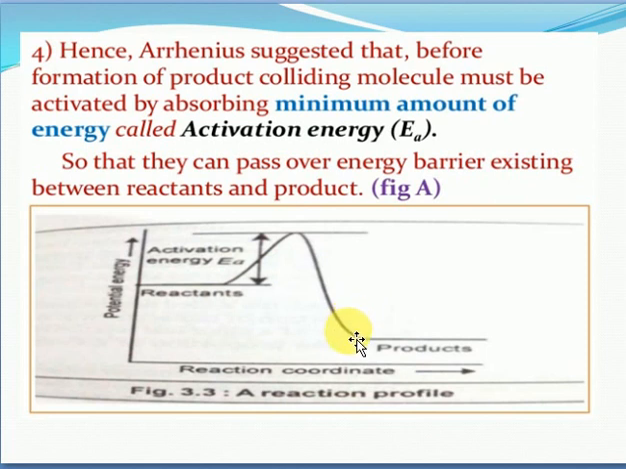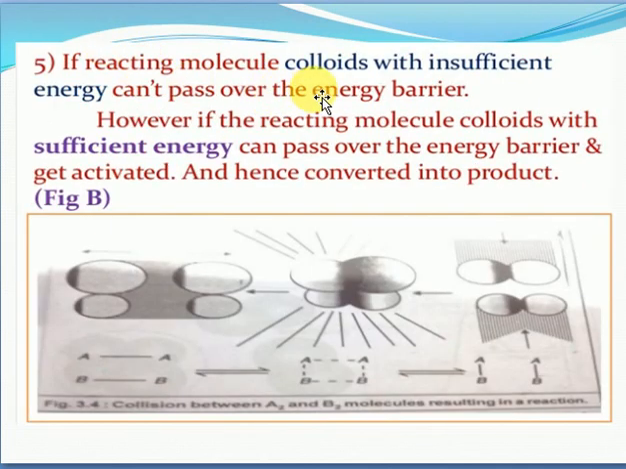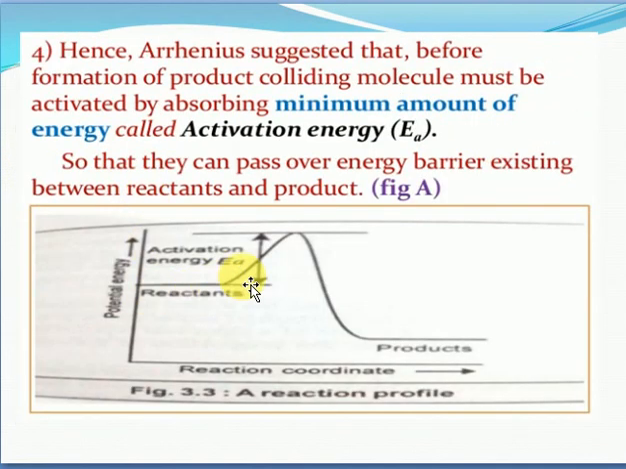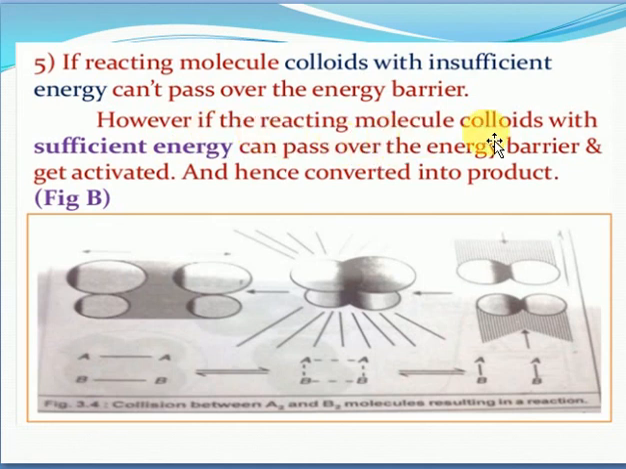I will give some other example also. A simple example: you want to prepare a curry. If you supply a minimum amount of heat, only then will the ingredients mix properly and give product. Unless you provide sufficient heat, no chemical reaction will take place and no product will be formed. Clear? Next, if the reactant molecules collide with an insufficient amount of energy, they cannot pass the energy barrier. They never cross this barrier. However, if the reactant molecules collide with sufficient energy, they can pass over the energy barrier, get activated and convert into product.